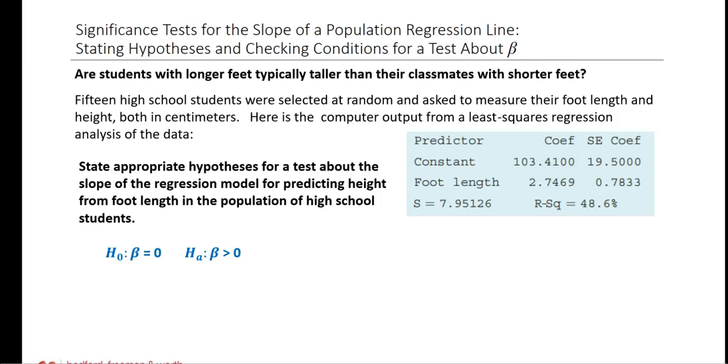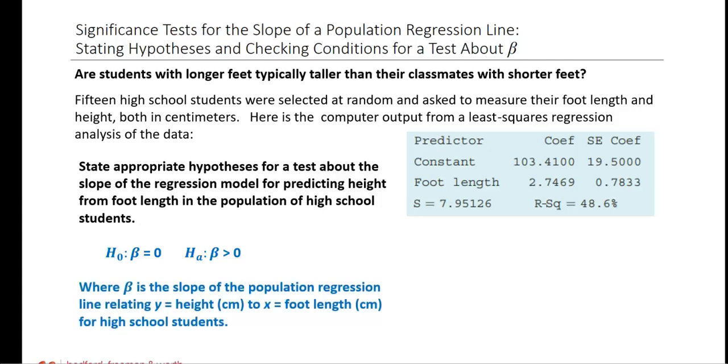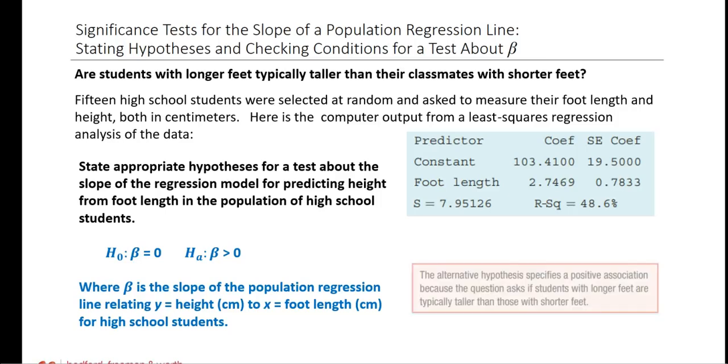Again, usually the null is equal to, and usually the alternate is an inequality sign. And you might want to define what beta is. Beta is the slope of the population regression line, generically speaking. For this problem, the height measured in centimeters is y, and the foot length measured in centimeters is x, for high school students. Again, they didn't say positive slope anywhere in there. They just said they thought there was a positive association because if your foot is longer, they think you're going to be taller.